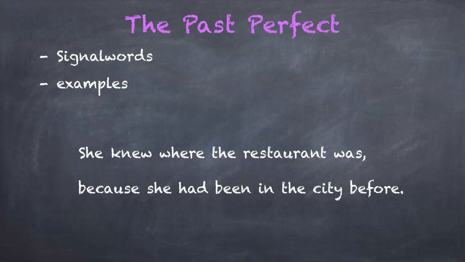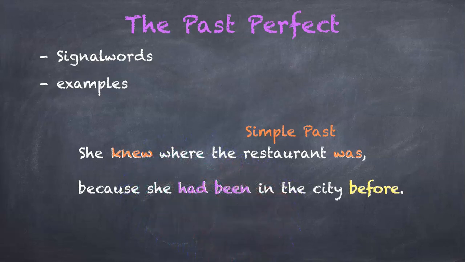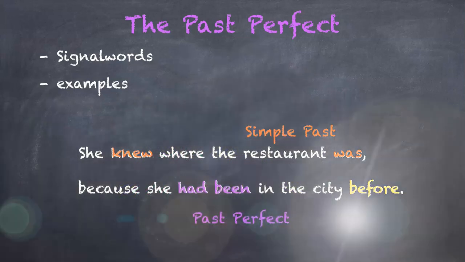So in the first part of the sentence, this is the moment in the past. You use the simple past. Knew and was is simple past. And in the second part of the sentence, you have the signal word before. Before is a signal word because it shows that it is even further back in the past, and then you use had been here, and this is the past perfect.